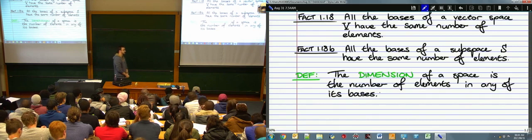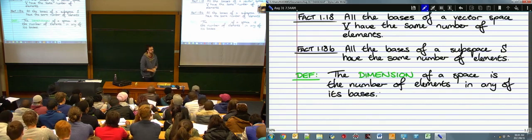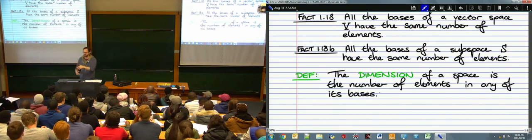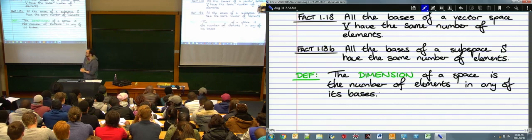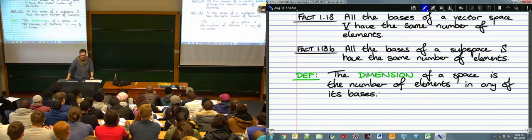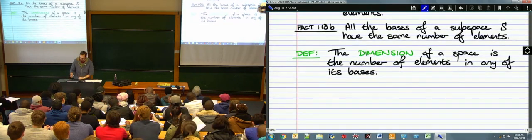So R2 has a basis with two vectors in it, so R2 is two-dimensional. R3 has a canonical basis, which we wrote down yesterday, with 3 elements in it. R3 is three-dimensional. This is what we mean when we speak about the dimension of a space. So let's take a look at some examples, and you'll do most of the calculations today.